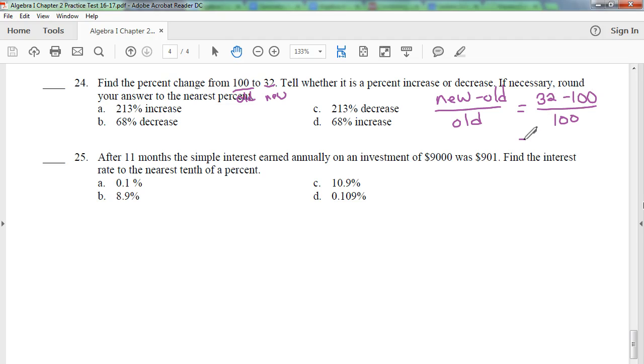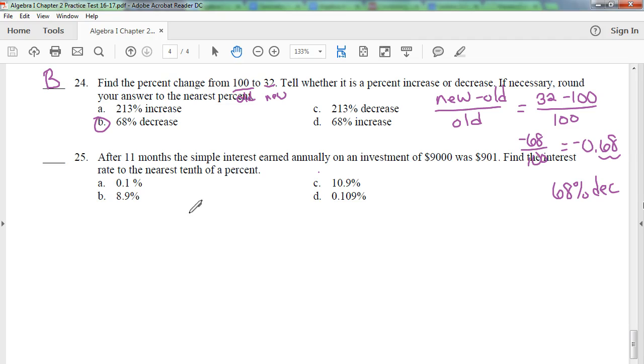32 minus 100 is negative 68. Divided by 100 gives us negative 0.68. Now as a percent, that will be 68%, and being negative, that is a decrease. So that will be B.